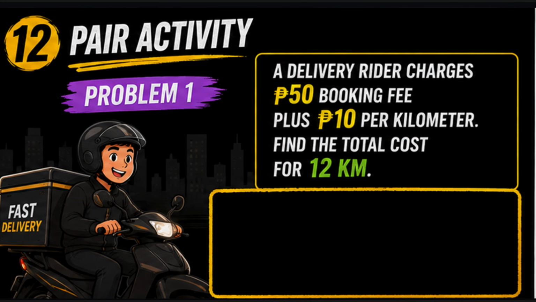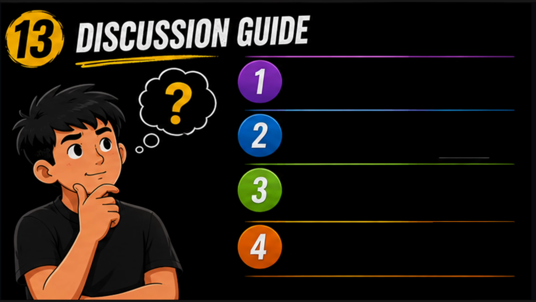Now, this time, you can solve this with your seatmates or by yourself. Okay, so use Polya's 4 steps: understand the problem, plan, execute, and look back. Okay, so a delivery rider charges 50 pesos booking fee plus 10 pesos per kilometer. Find the total cost for 12 kilometers.